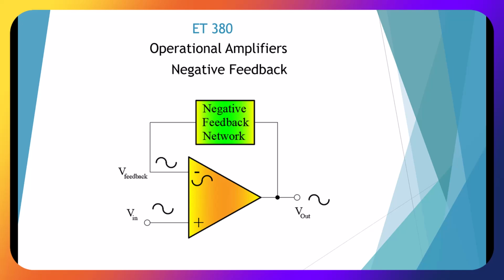Because of the infinite gain, op-amps typically are useless until we do something different with a negative feedback network. With a negative feedback network, we can control the gain to what we want and make them useful amplifiers.